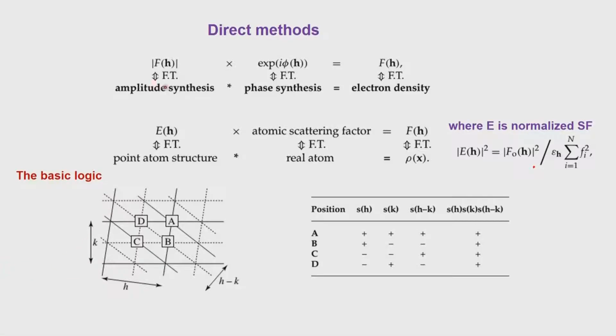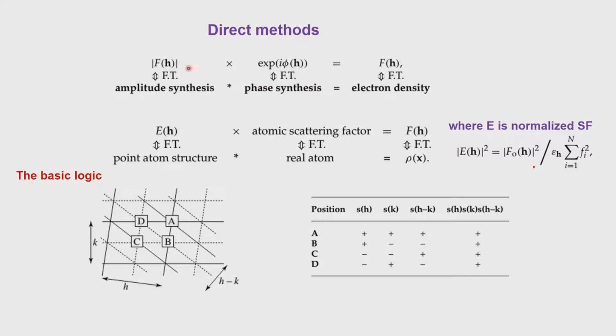So what is the logic of direct methods? This particular entry here will tell you what we are doing. Suppose we take the modulus of H and do what is known as a Fourier transform on just the modulus of H. It is known as amplitude synthesis. If you take exponential i phi and use the Fourier transform, it will be the phase synthesis.